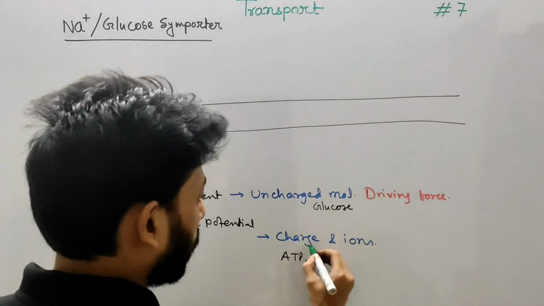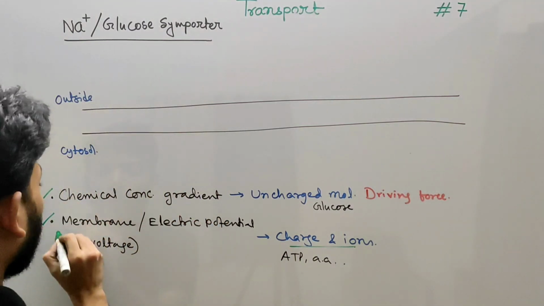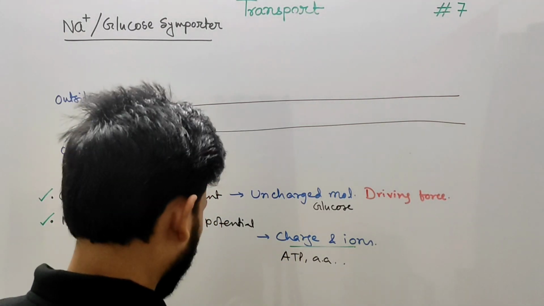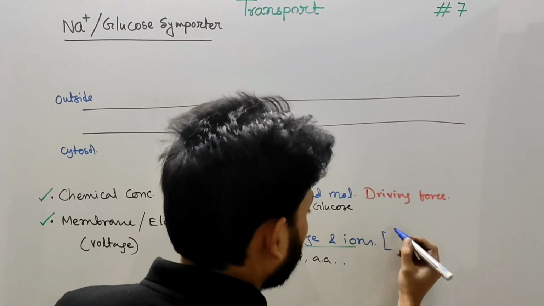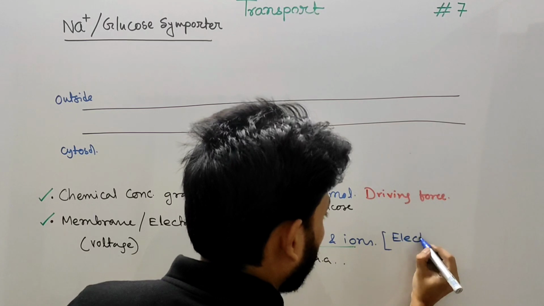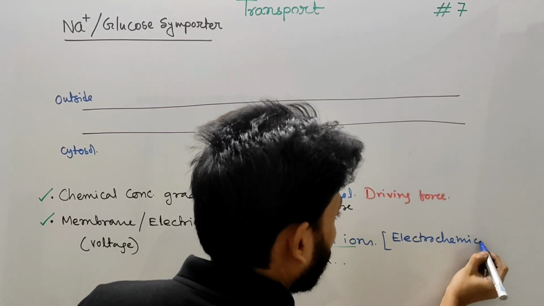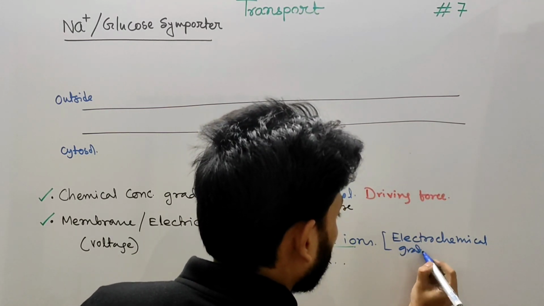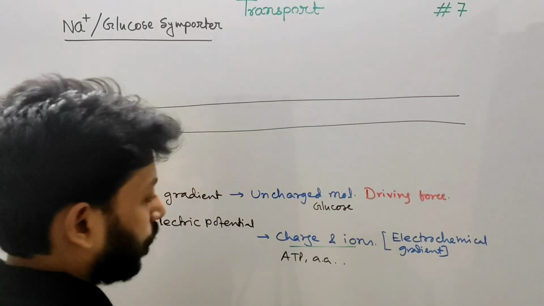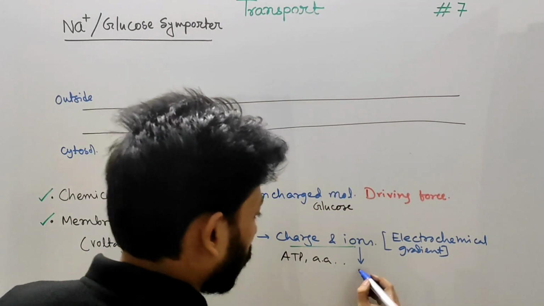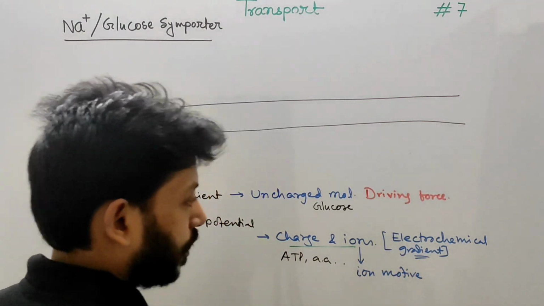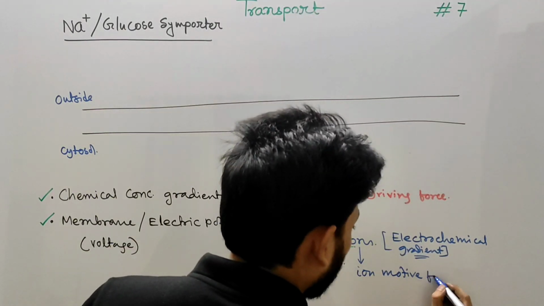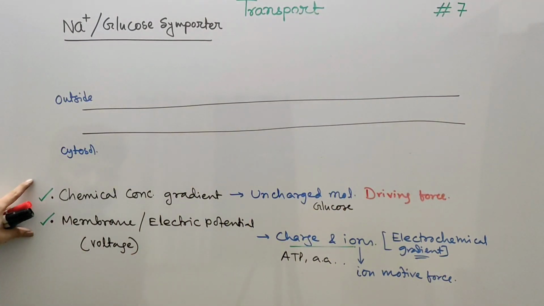So for charged molecules and ions, these two factors work, and together we call this force electrochemical gradient. In case of ions, we specifically call this force ion motive force. The same terminology we use for ions, specifically ion motive force. So these two factors actually generate the driving force.